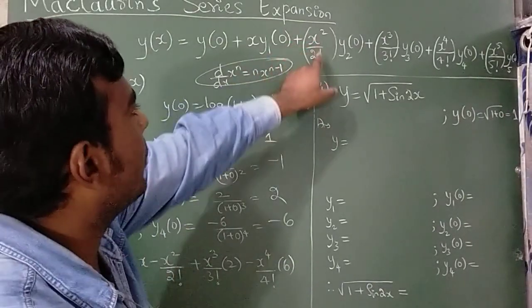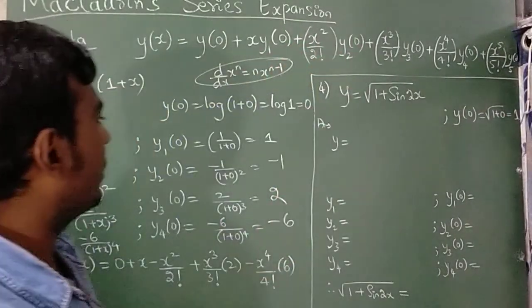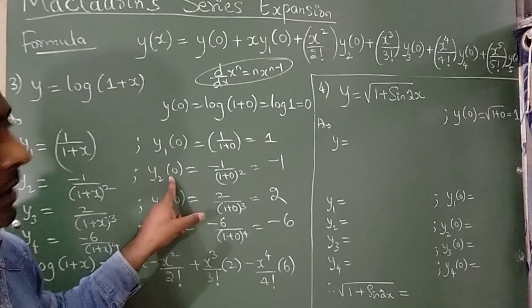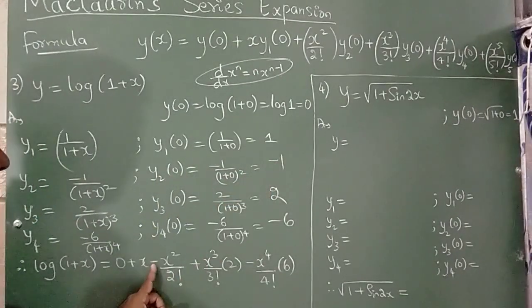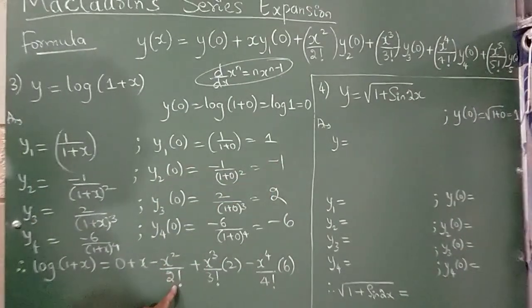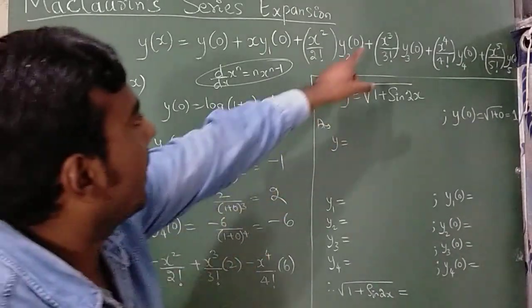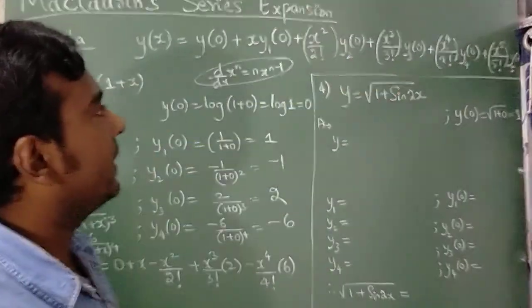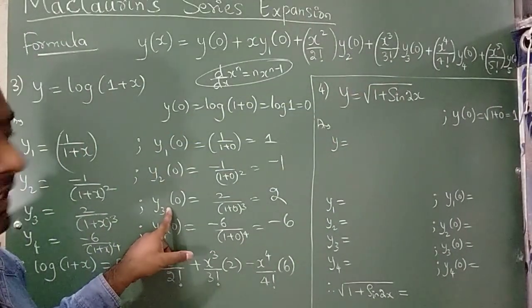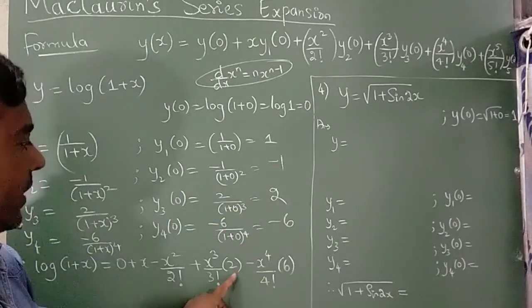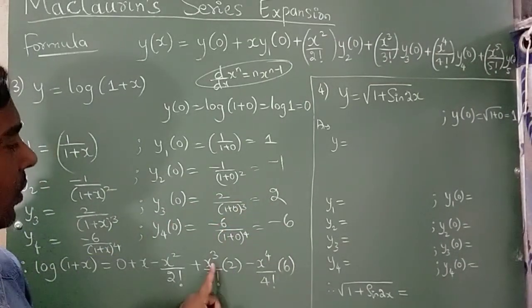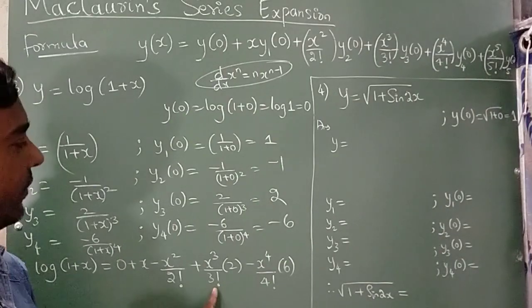Now plus x square divided by 2 factorial y2(0). So y2(0) is here. It is minus 1. So I have written here minus x square divided by 2 factorial. Next is plus x cube divided by 3 factorial y3(0). y3(0) is here. It is 2. So I have written here 2. Fine. x cube divided by 3 factorial.